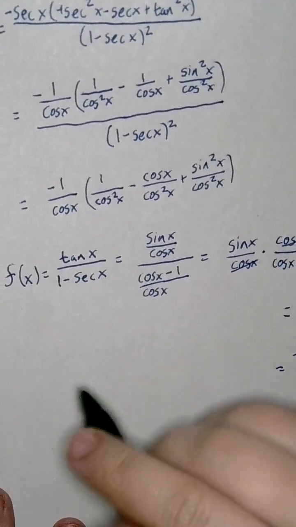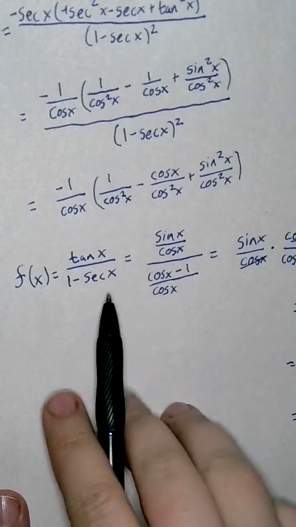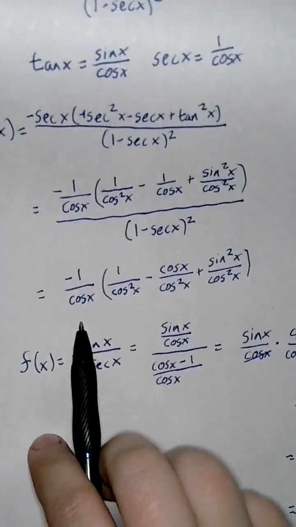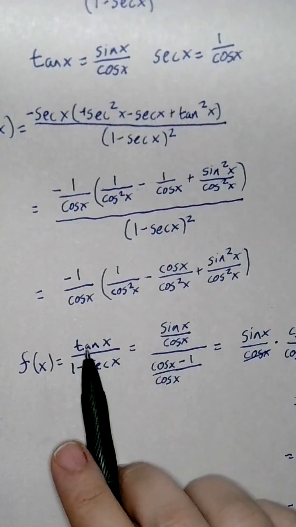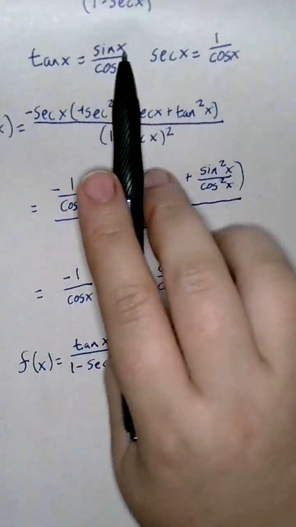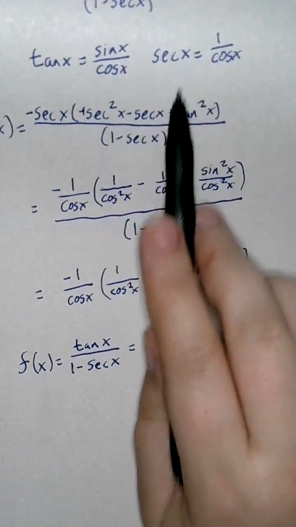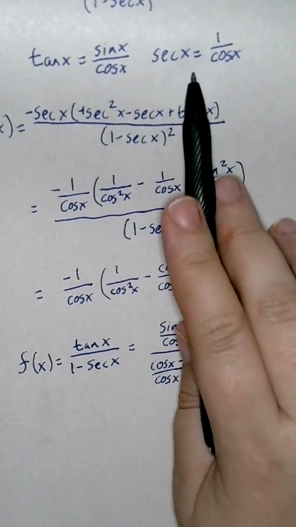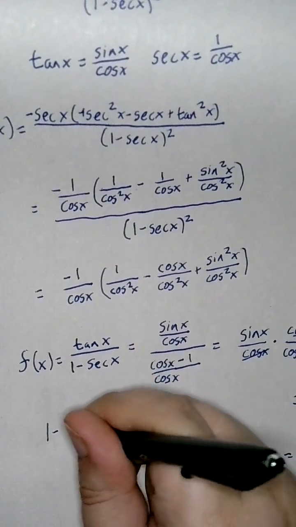So I'll explain what happened. What I did was I used these two rules to turn this into this. Tangent of x is sine over cosine, so I just plugged that in for tan. And then for secant x, I plugged it in as 1 over cosine. So I did 1 minus 1 over cosine.